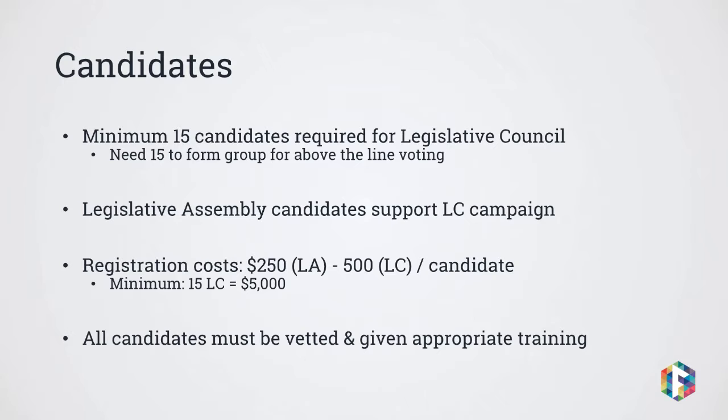Registration costs associated for candidates range from $250 for a lower house to $500 for an upper house candidate. However, just the way the upper house payment is structured, there's a ceiling between 11 and 20, so 15 upper house candidates works out at $5,000 instead of $7,500.